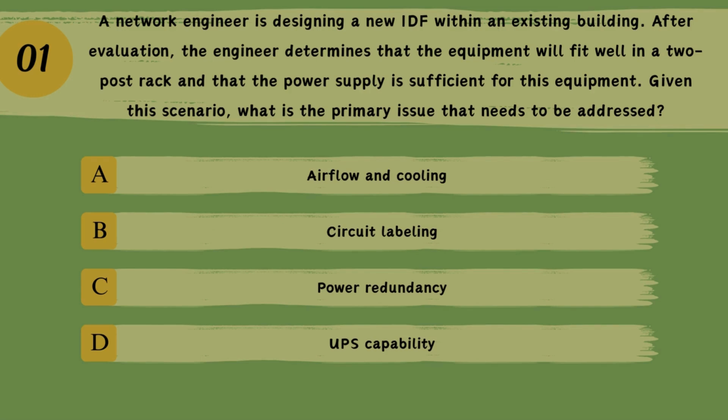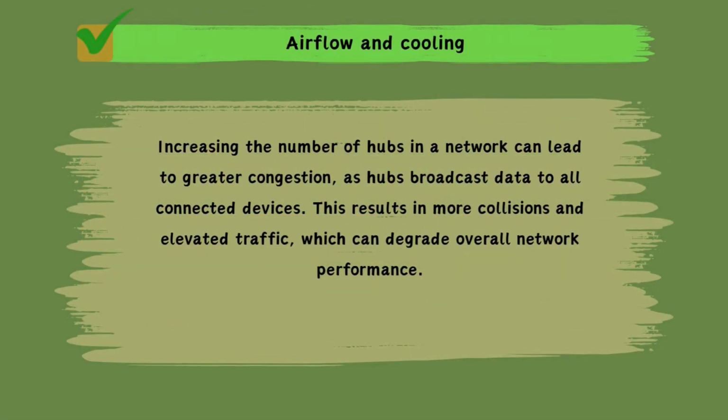A. Airflow and cooling. B. Circuit labeling. C. Power redundancy. D. UPS capability. Correct answer. A. Airflow and cooling. Increasing the number of hubs in a network can lead to greater congestion, as hubs broadcast data to all connected devices. This results in more collisions and elevated traffic, which can degrade overall network performance.